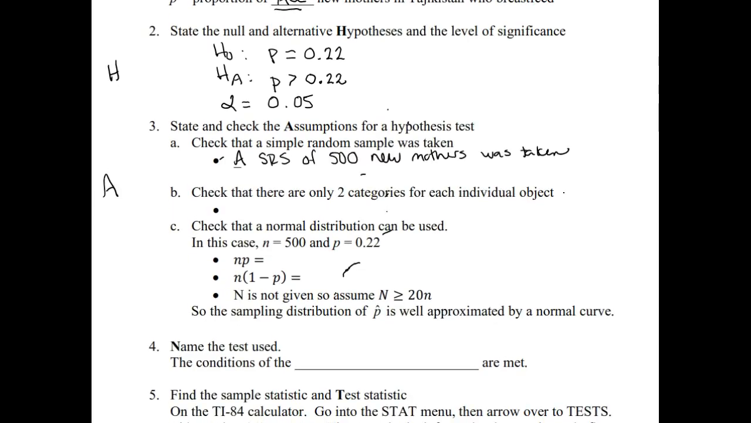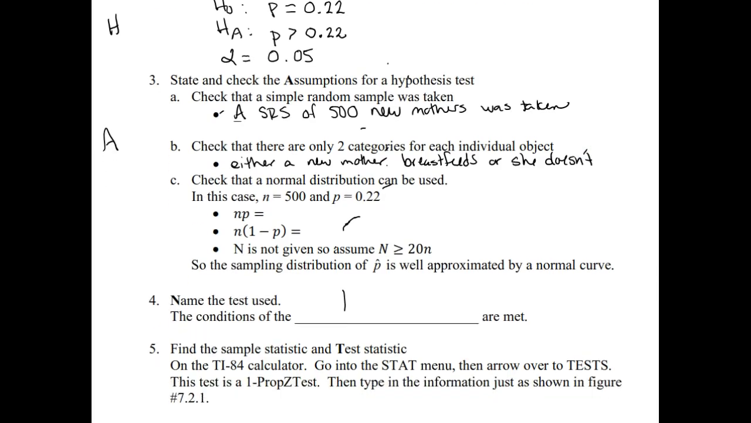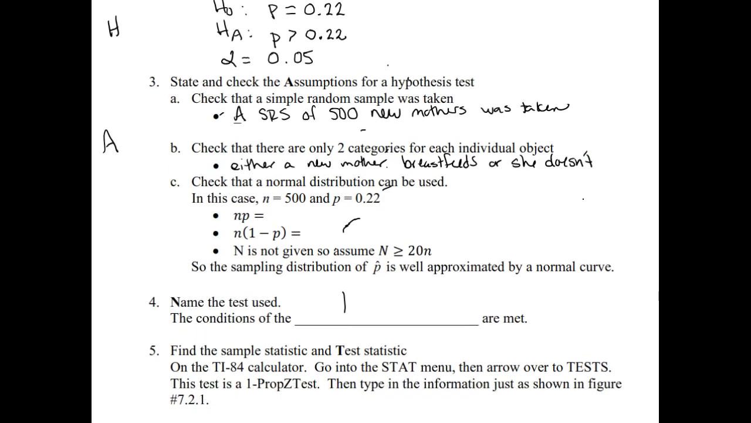Part B says to check that there are only two categories for each individual object, so that we're dealing with a binomial experiment. So in this case, our object here was a new mother, so either a new mother breastfeeds or she doesn't. So we've just got these two categories for qualitative data. Again, it'd be nice if we could use the normal distribution and not the binomial distribution, so we're going to check the conditions to see if that is allowed. So we've got some conditions to check.